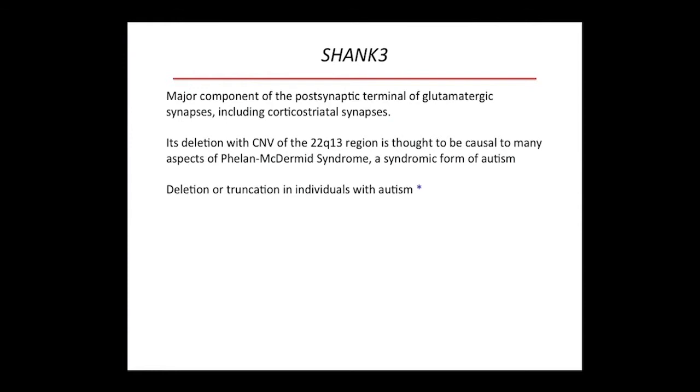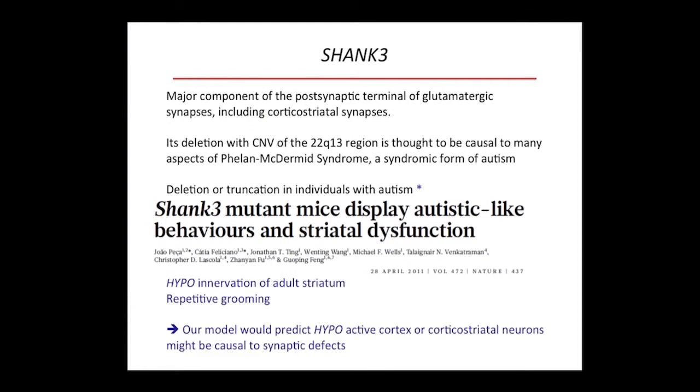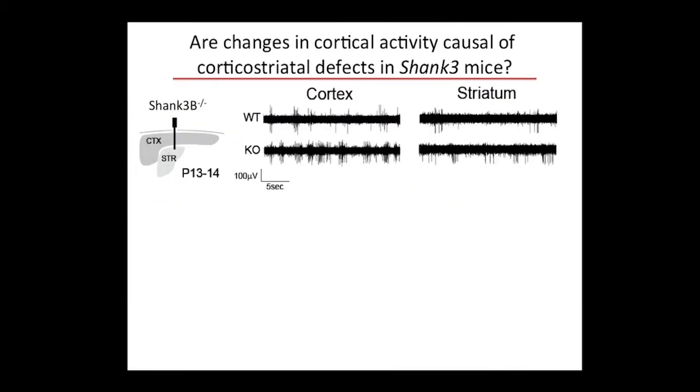And furthermore, there are truncation or deletion or missense mutations that are being found in SHANK3 in individuals with autism, but also with intellectual disability and schizophrenia and so forth. So it's not really autism specific. And Guoping generated SHANK3 mutant mice a while ago and came to the conclusion that there was hypoinnervation of the adult striatum. Okay? And this feature of repetitive grooming, which seemed to be a stereotypy there. And so our model would predict hypoactivity in cortex might actually lead to this hypoinnervation of striatum. But it's hard already to imagine how this hypoinnervation of adult striatum might somehow be responsible for this kind of repetitive grooming, which I suggested earlier would be sort of a recurrent overactivation of the circuit.